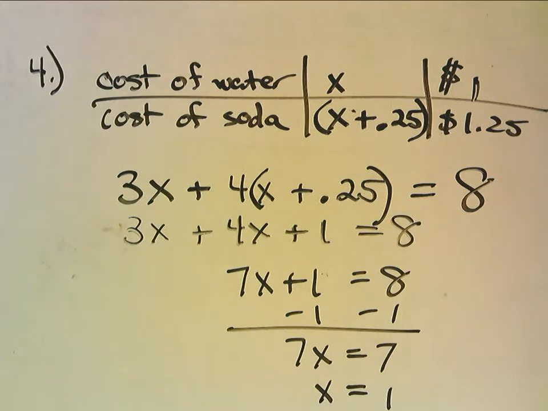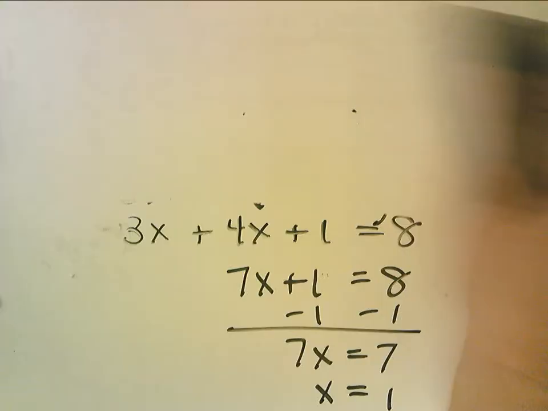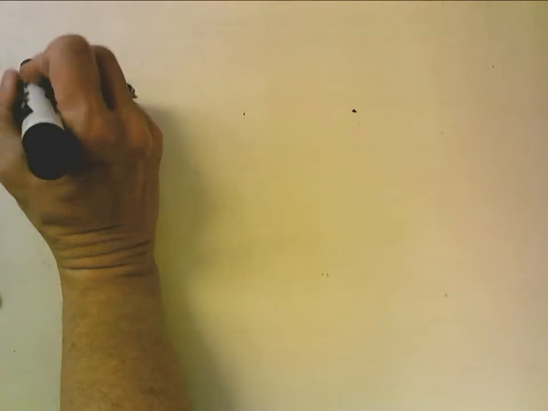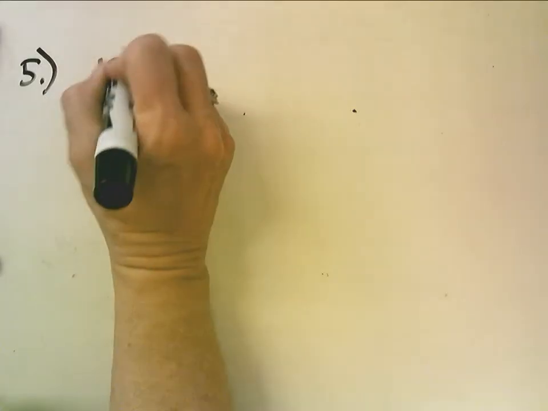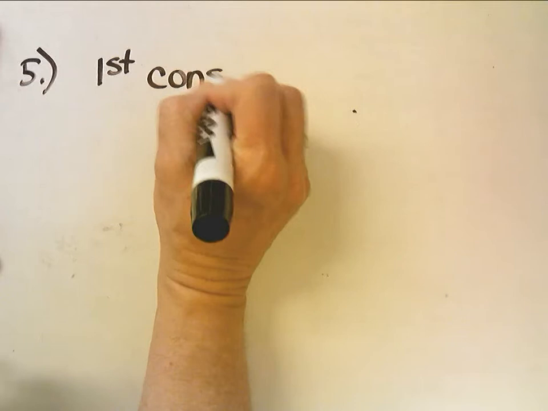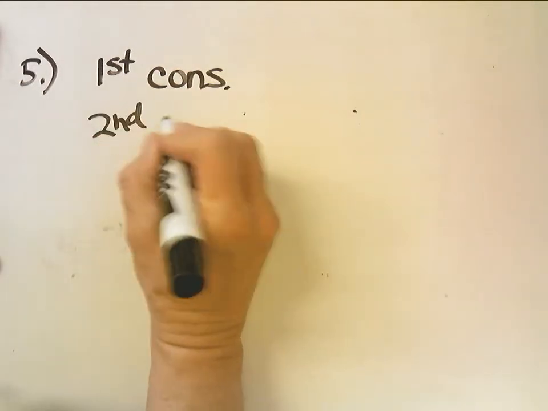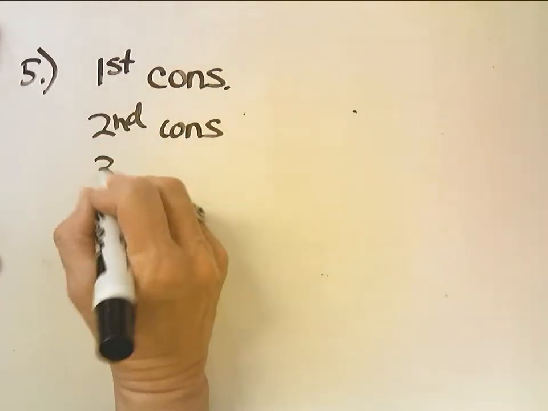Okay? So now let's turn the page and we will do number 5 and number 6. Okay, so number 5 says find 3 consecutive integers whose sum is negative 48. So this is just consecutive. It's not consecutive odd. It's not consecutive even.